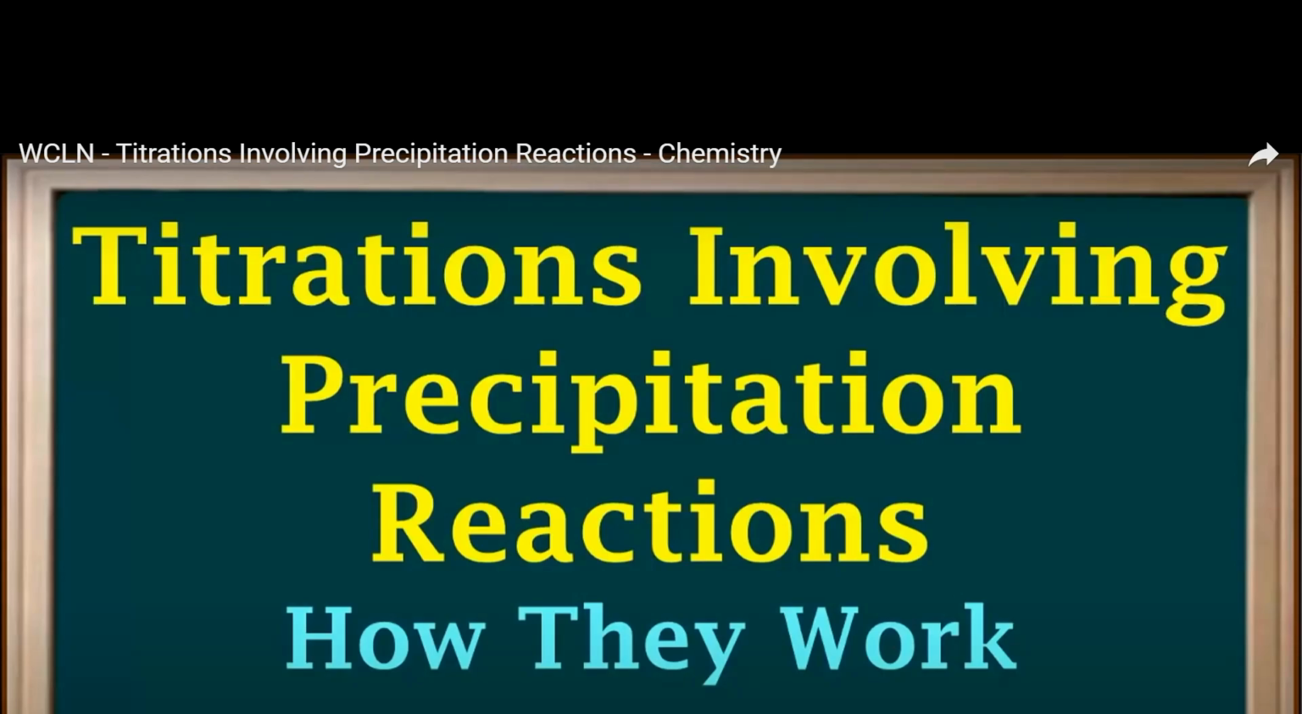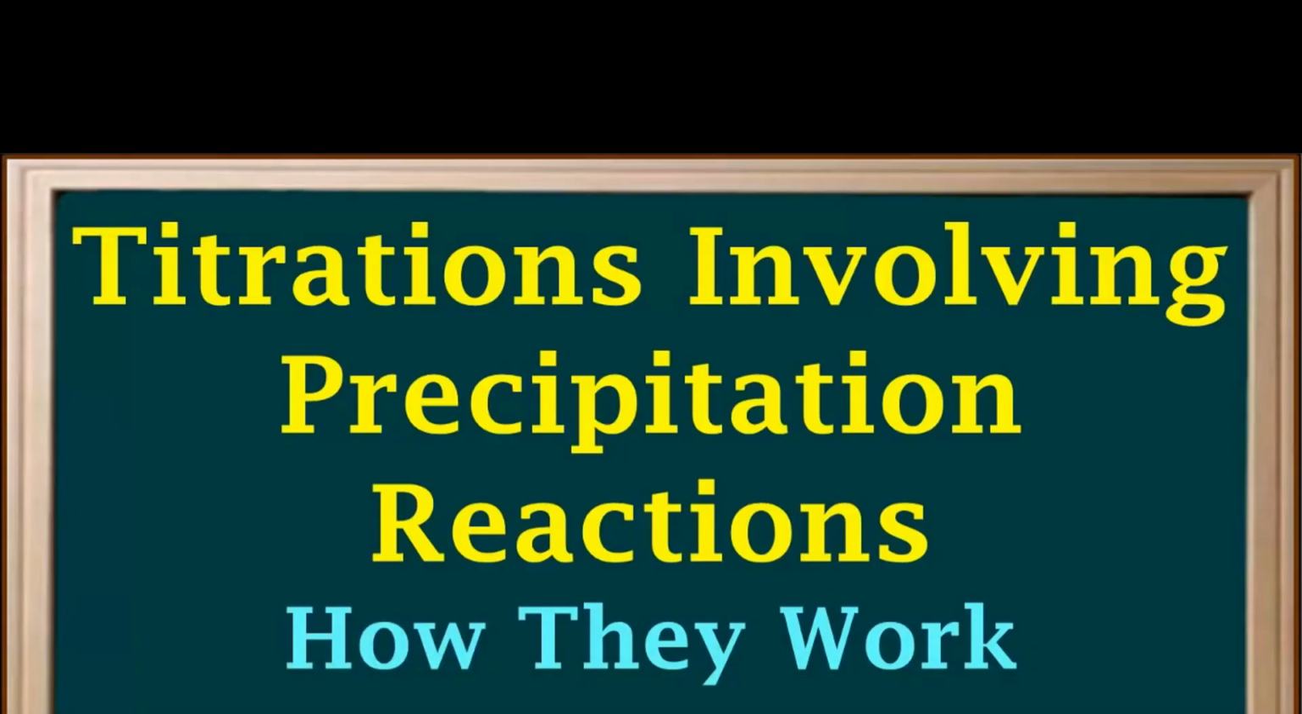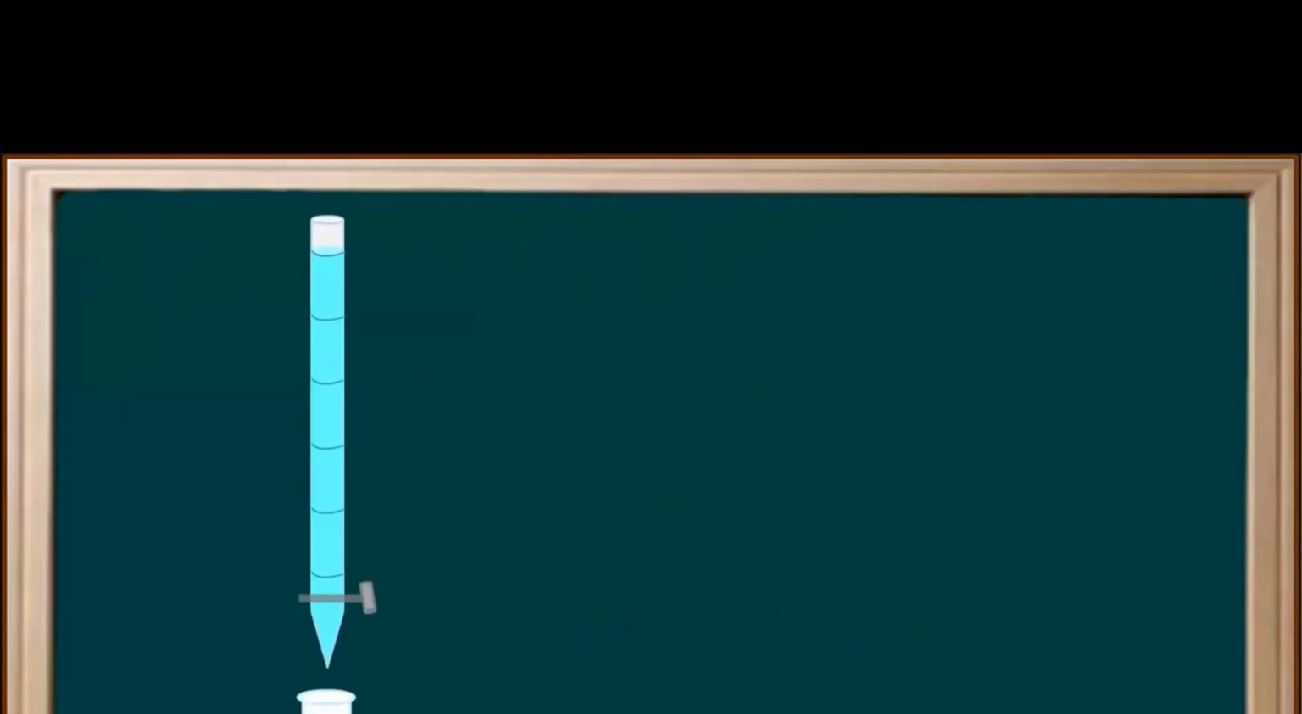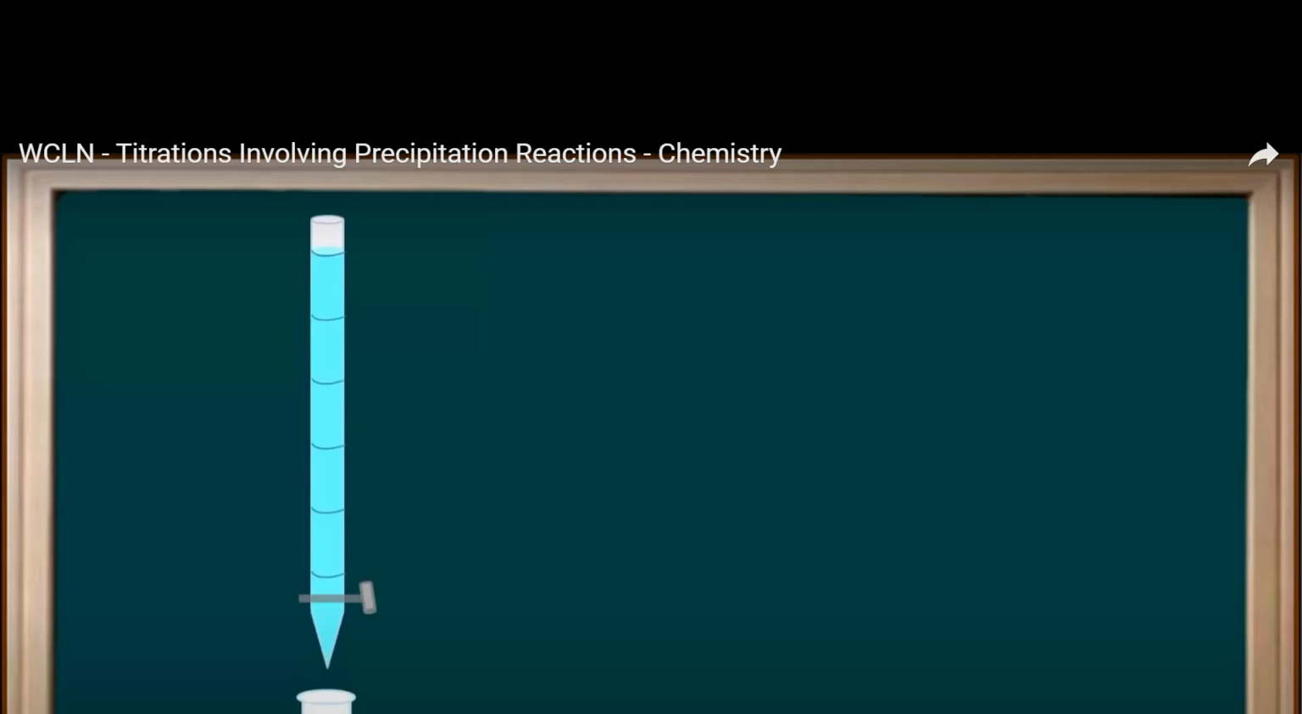Titrations can be used to determine the concentration of a specific ion in a sample solution. Here we'll see how titrations involving precipitation reactions work. Here's a setup. Now, just before we look at the setup, what kind of titrations have we done? What kind of titration did you do when we did the lab? Who were the reactants?